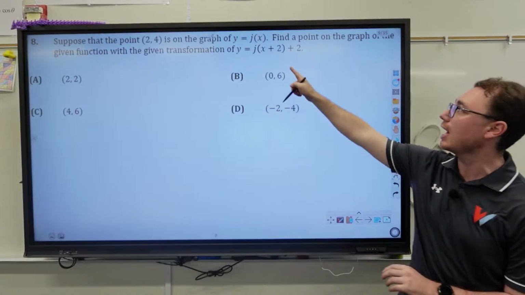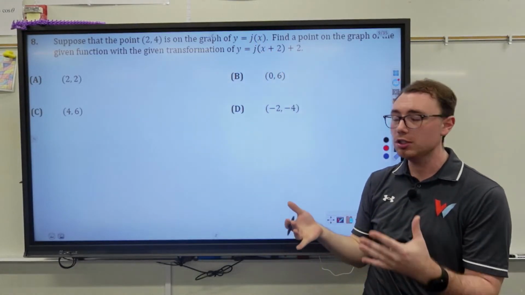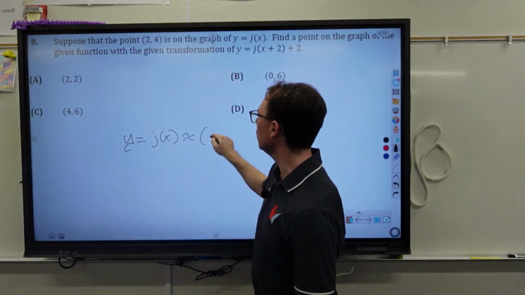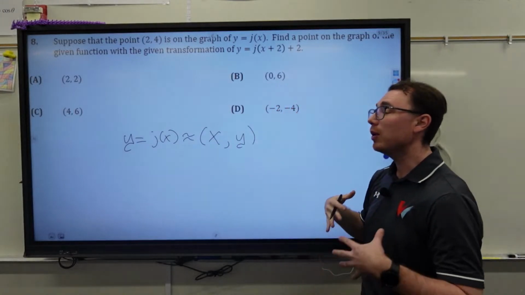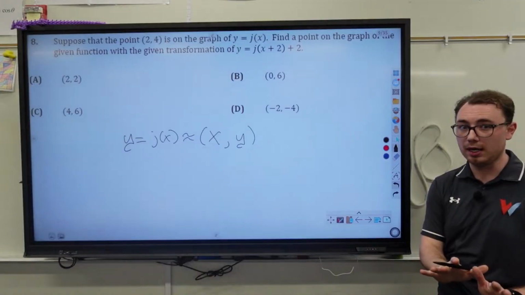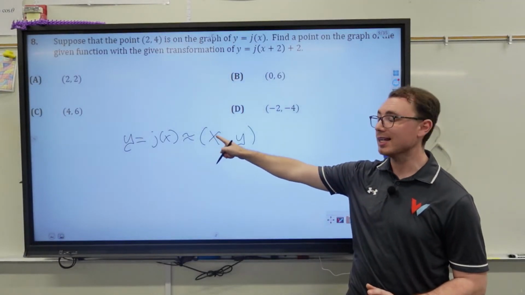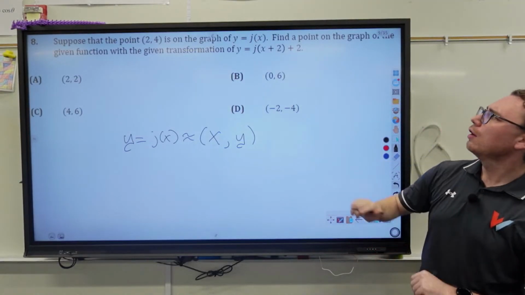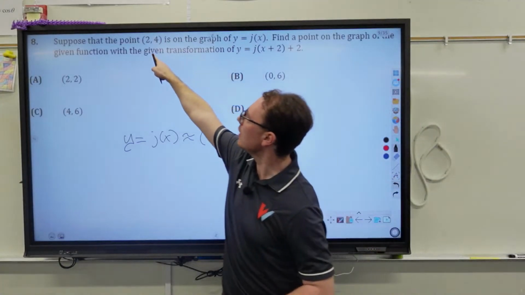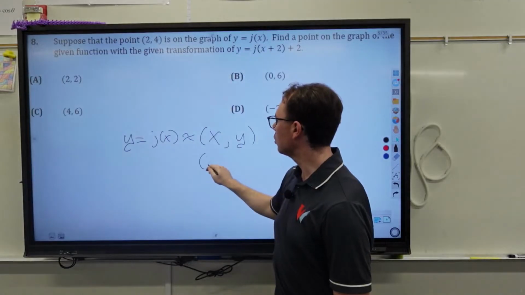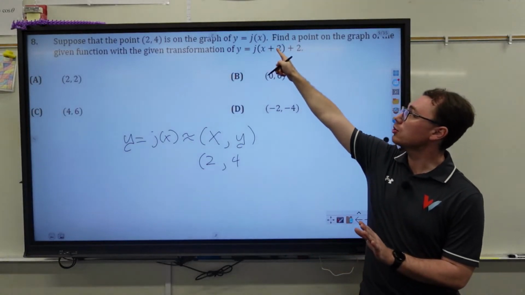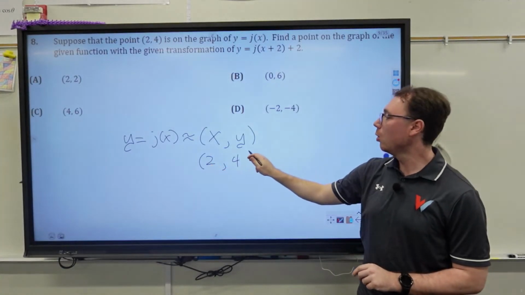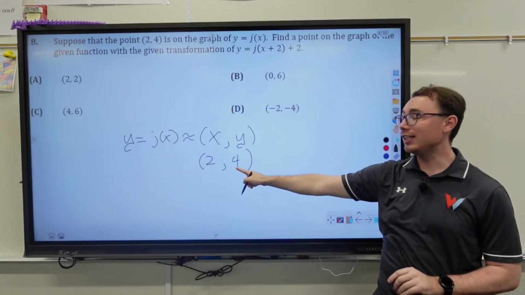All we want to showcase is that for this point of the parent function, y equals j of x is equal to (x, y). But we can create a rule of some kind where we can transform just the x and just the y for this problem. For 8 here, all we want to showcase is that if we're given this point of (2, 4), whatever happens to the x is inversely affecting this x here. Whatever happens to the y is affecting it directly.